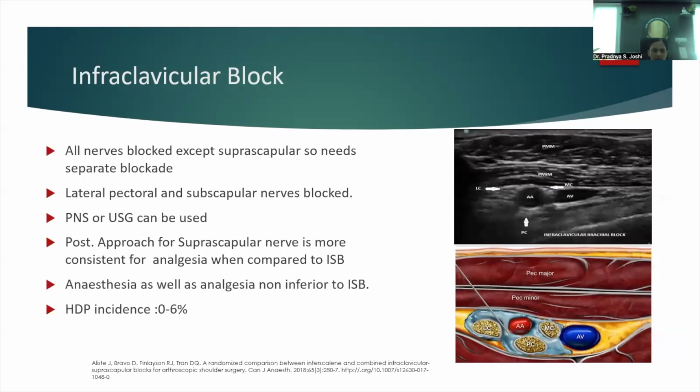This is another block, that is the infraclavicular block, which is also inferior to the clavicle and gives good results when it is combined with the suprascapular approach, that is the posterior approach of the suprascapular nerve, as I have discussed earlier. Again, USG and PNS both can be used, and anesthesia as well as analgesia are non-inferior to the ISB as shown in the studies. The posterior approach for the suprascapular nerve is more helpful as compared to the anterior approach.